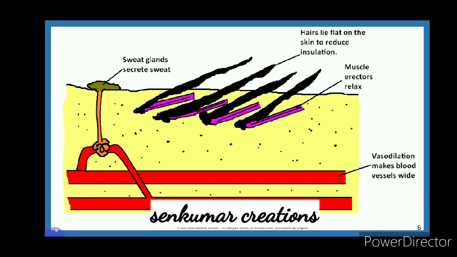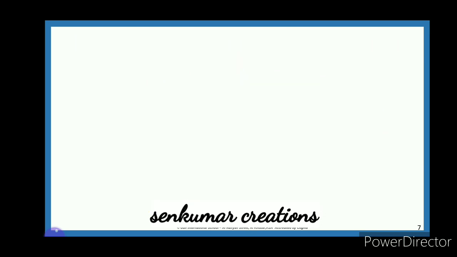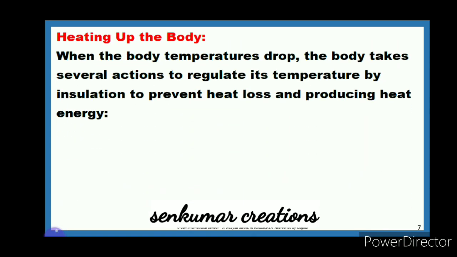Now from this picture you can understand very clearly. So, heating up the body. When the body temperature drops, now this much time we have seen when the temperature increased, how the body is maintaining a constant temperature or cooling down. So now, how can the temperature increase in the body?